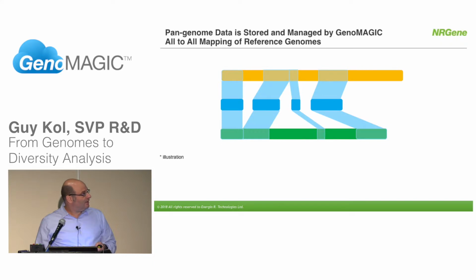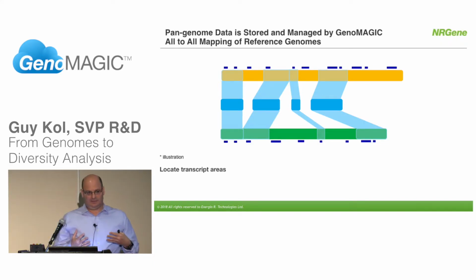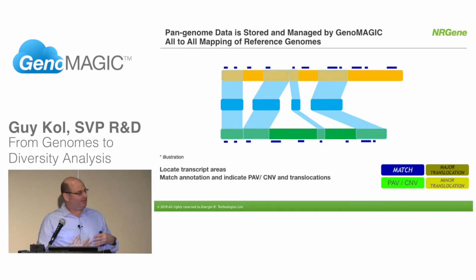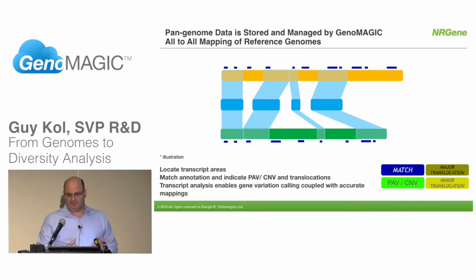And what do you end up with? You end up with 2 main things. Both of them are very useful. One is the mapping, and this is related to all those structural variations that you see between the genomes. So mapping coordinate-wise between the different genomes, all to all. The next is the understanding of which of the transcripts are matching, copied, deleted, or translocated between the different genomes. So this is what NRGene defines as a pan-genome. This collection of data, the mapping and the gene space mapping, is what NRGene defines as a pan-genome.